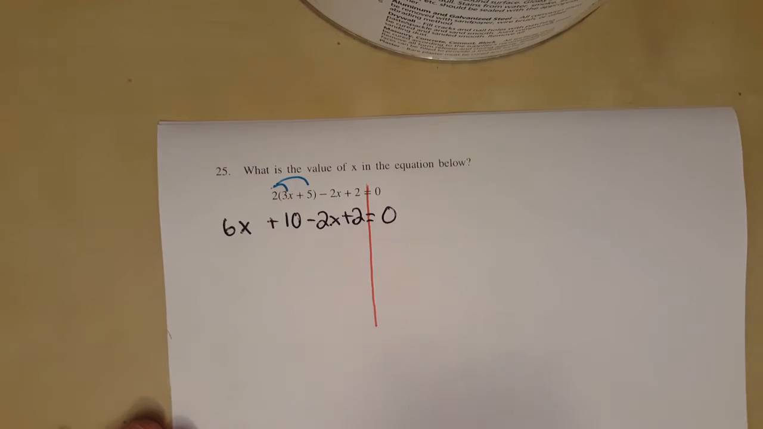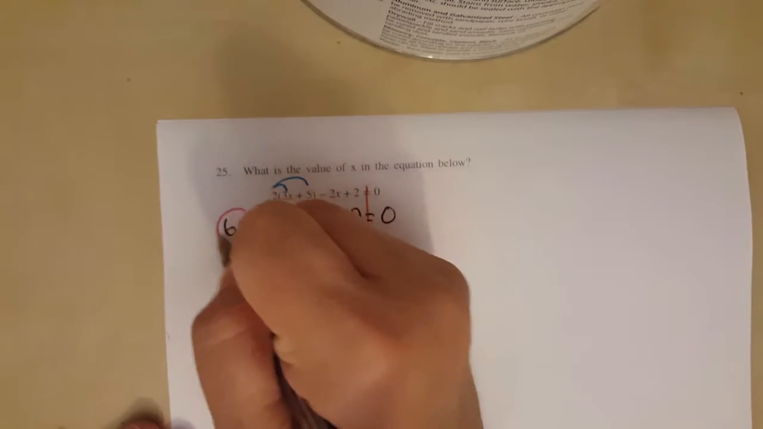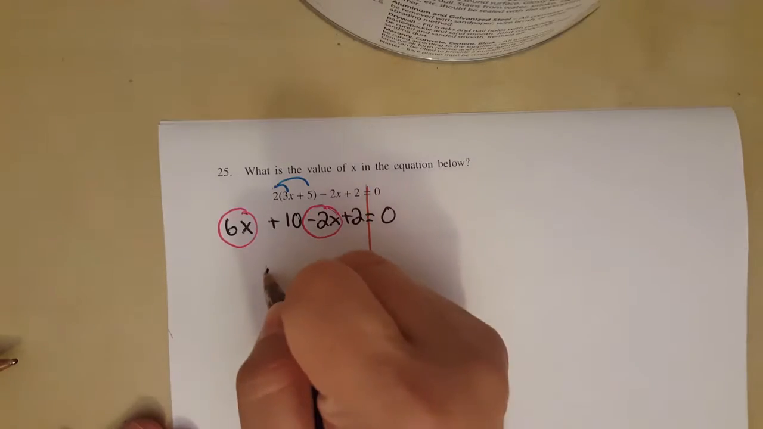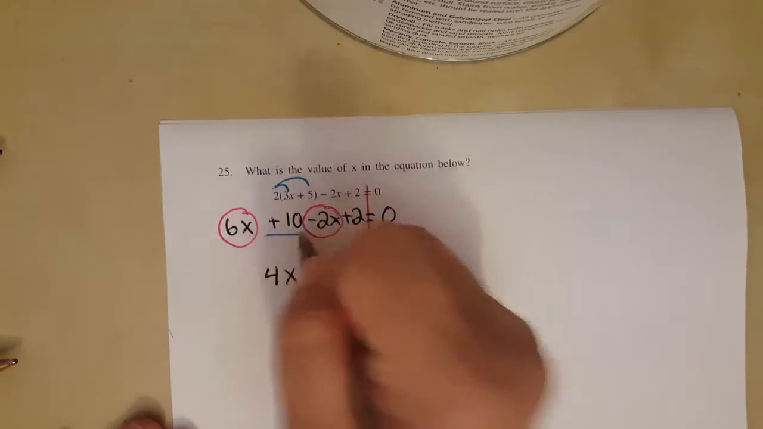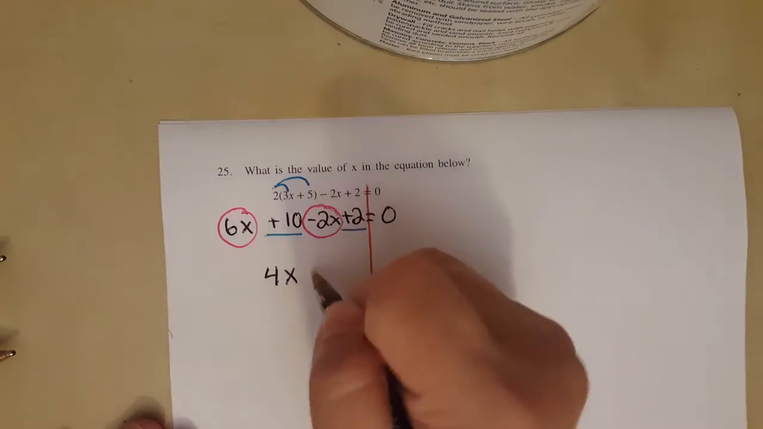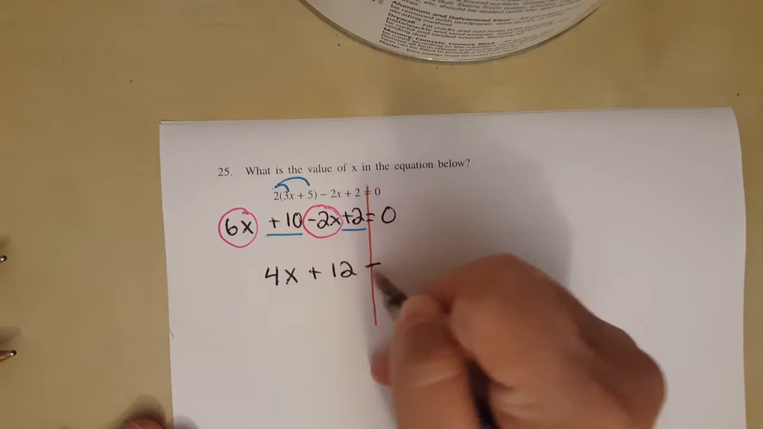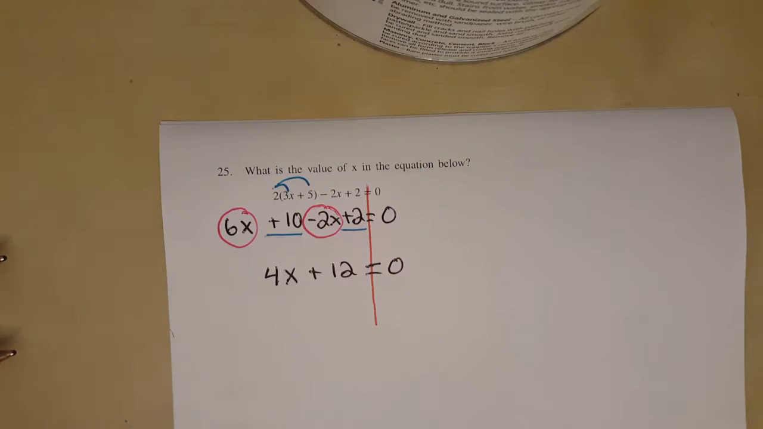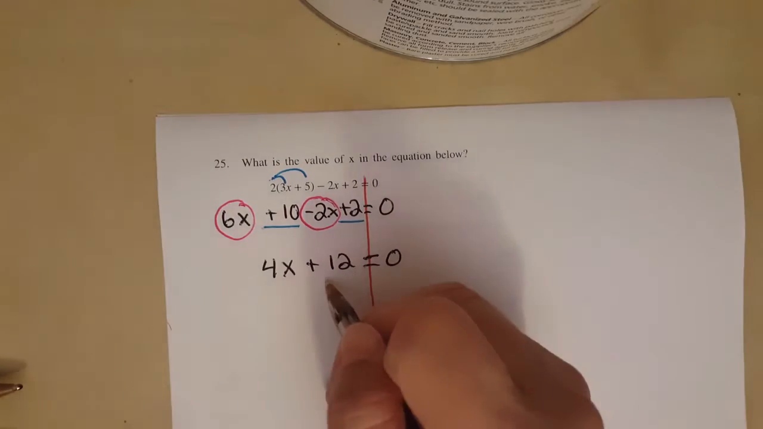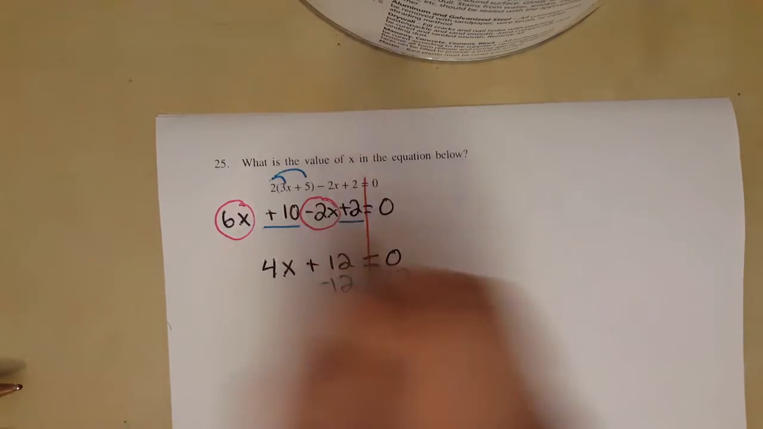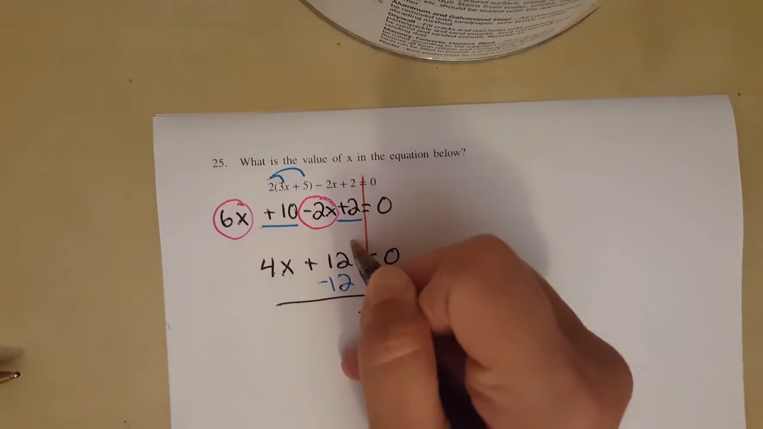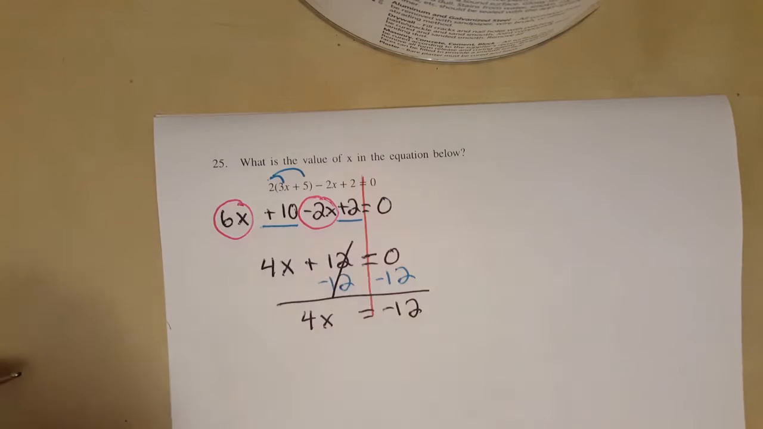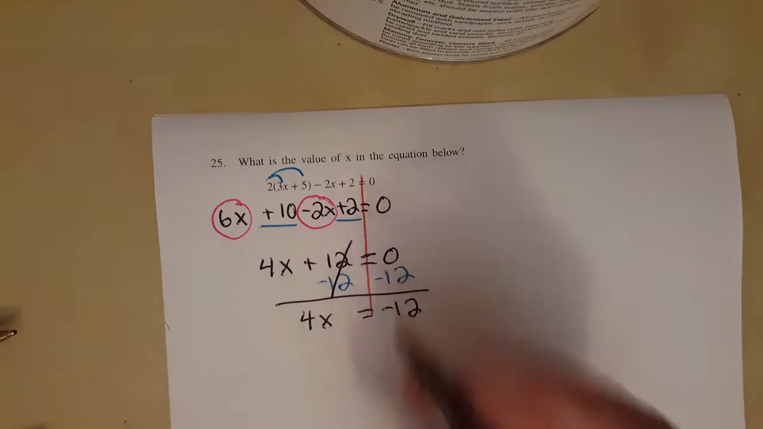Now, since I've distributed, I'm going to work on combining like terms. So on the left, I have 6x minus 2x. 6x minus 2x is 4x. And then I also have 10 plus 2. 10 plus 2 gives me 12. I'm still trying to get x alone, so I'm going to subtract my 12 from both sides. 0 minus 12 gives me negative 12. 12 minus 12 is 0. So now I have 4 times x equals negative 12.